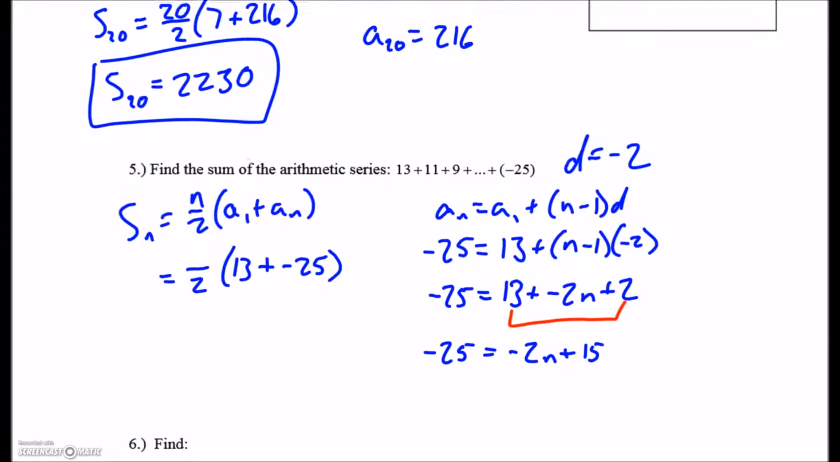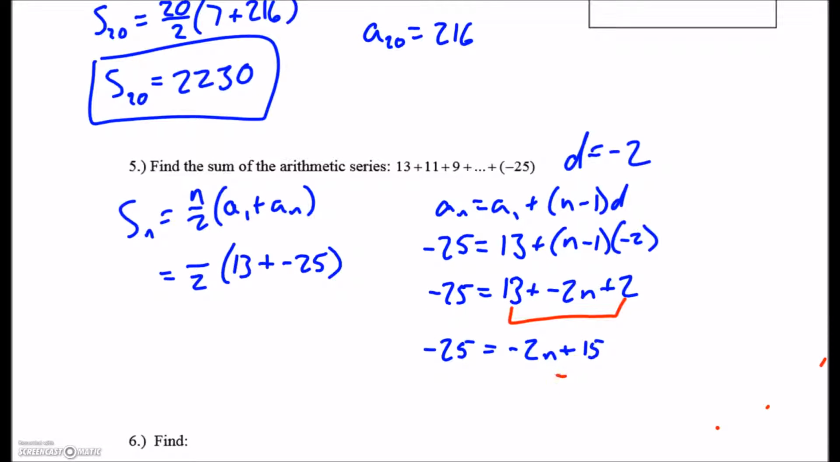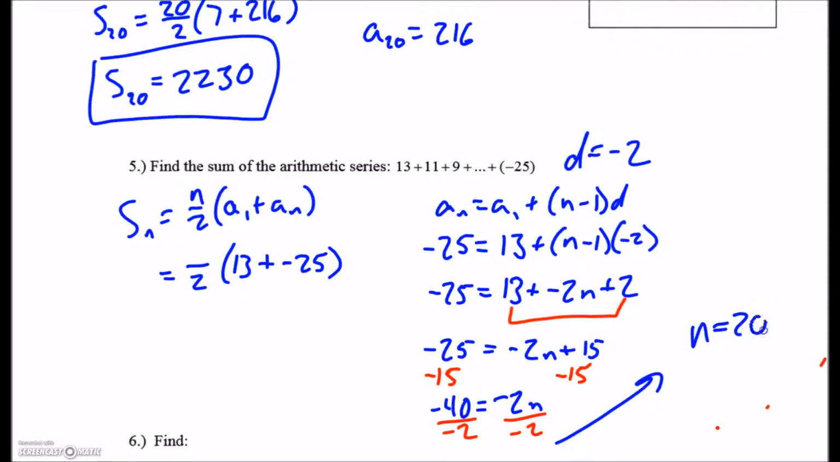And now I'm going to go ahead and solve the equation that's left. I'm going to subtract the 15 from each side. So here I get a negative 40 equals a negative 2n. And now I divide each side by the negative 2. And the really nice thing about solving for n is you know that n has to be a natural number. It can't be a negative, it can't be a decimal, it can't be a fraction, okay? So now this helps me confirm that that n value should be correct.